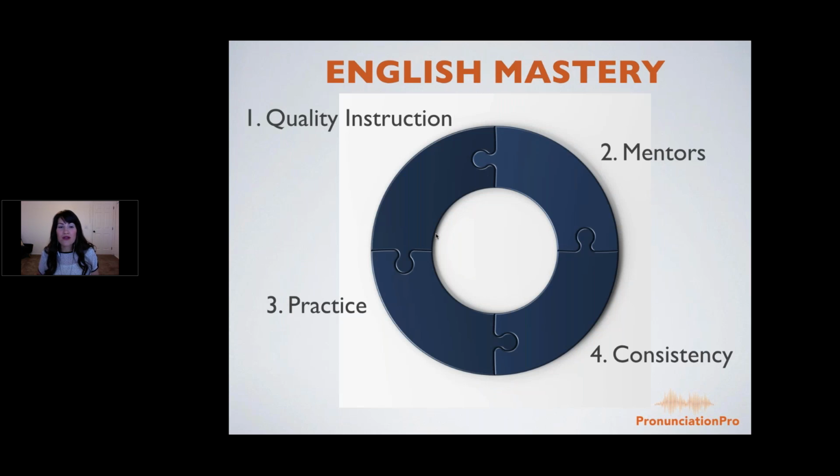All right, so really to master English or to master anything, I see it broken down into 4 different pieces or categories here. The first is quality instruction. Second is mentors, having mentors to help you through it. 3 is practice, and 4 is consistency.